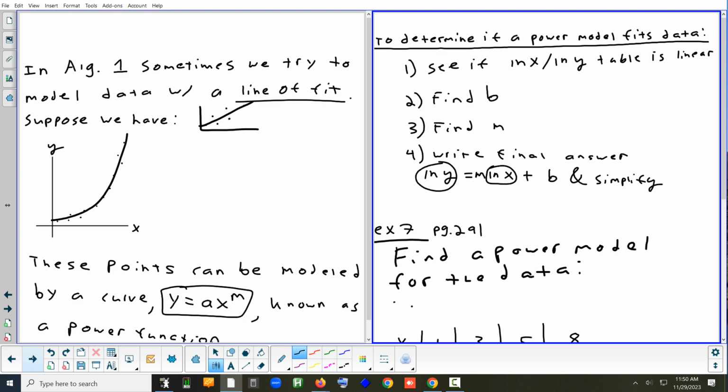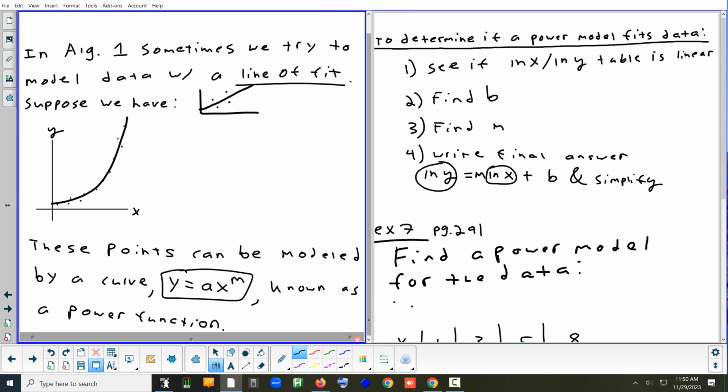I know I had it somewhere. Oh, right here. It's going to look something like this. Y equals, you have to write Y equals. And then you have to put in the number the calculator tells you for A and the number it tells you for M. You don't have to do anything with the Y and the X. The Y and the X stay in your final answer. Just the A and the M.